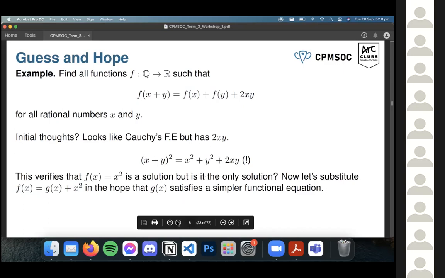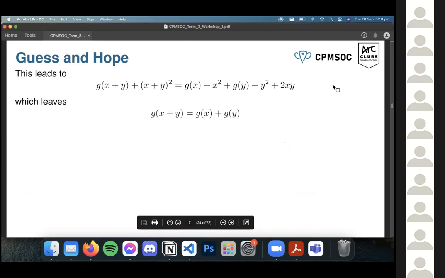Okay, so now we're going to try g of x plus x squared, right? And we get g of x plus y plus x plus y squared is equal to, yeah, this bit, right? Just take a couple of seconds to read this and digest it. Okay, so when we simplify things, we get that g of x plus y is equal to g of x plus g of y. Okay, so does anyone know what that is? Just write in the chat.